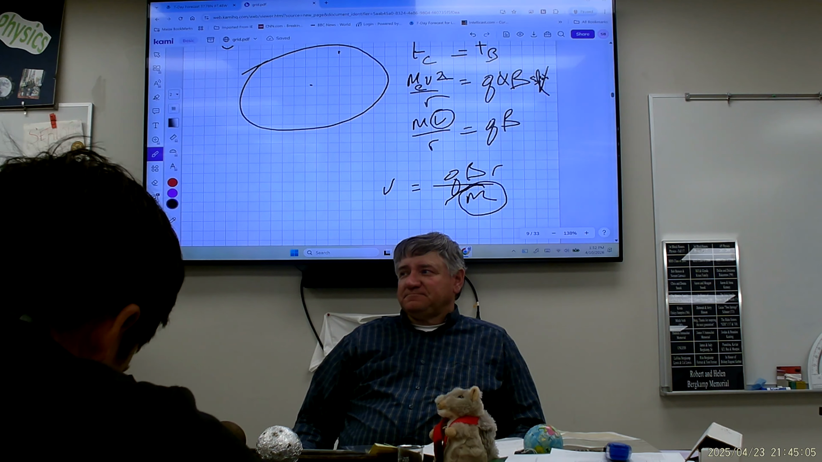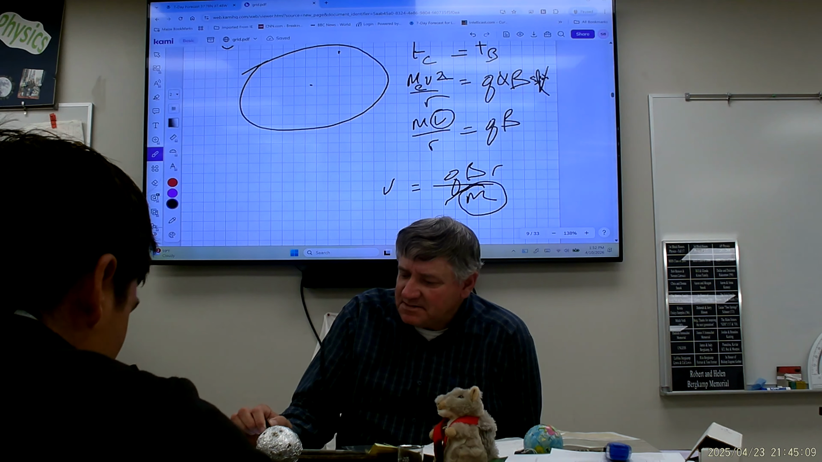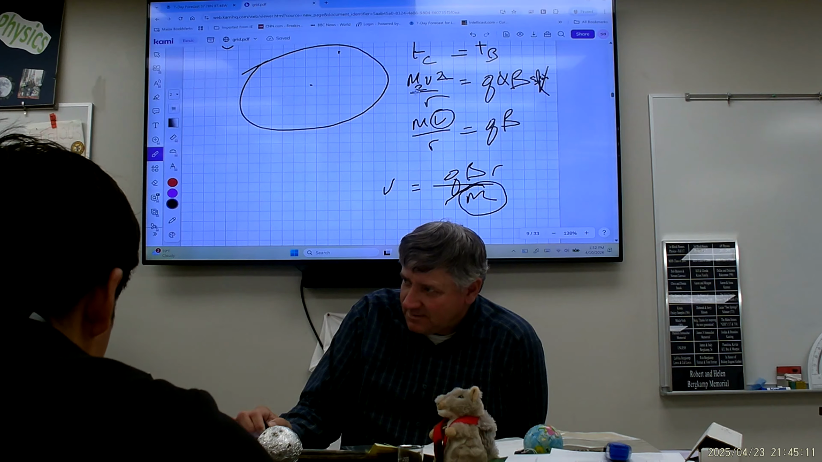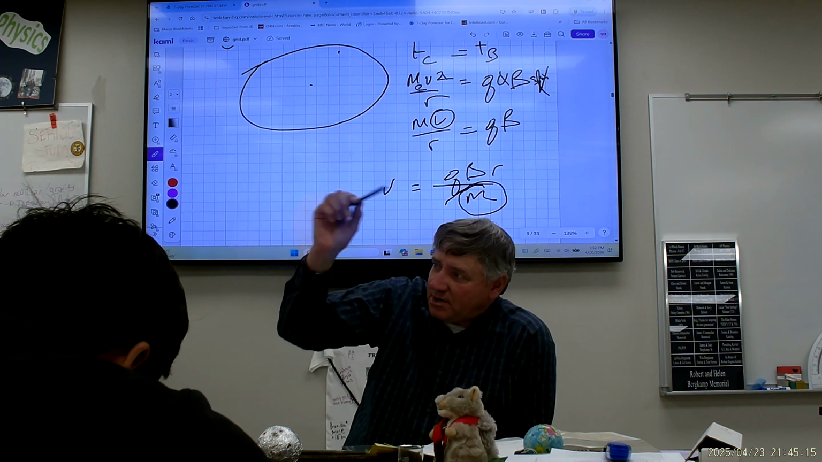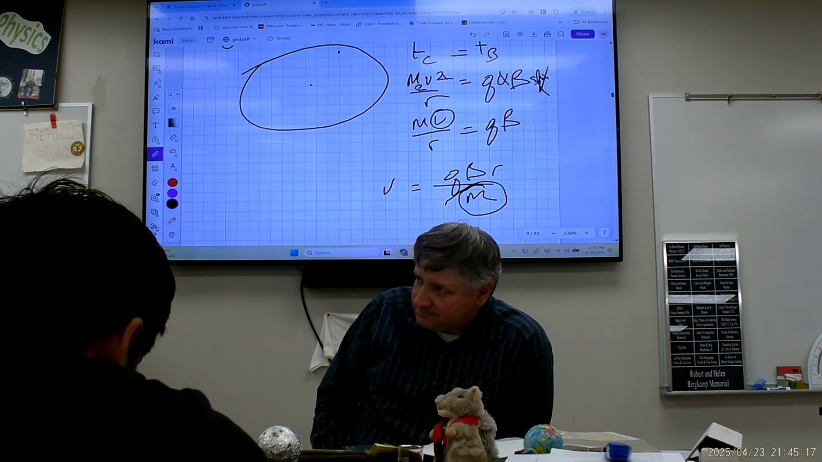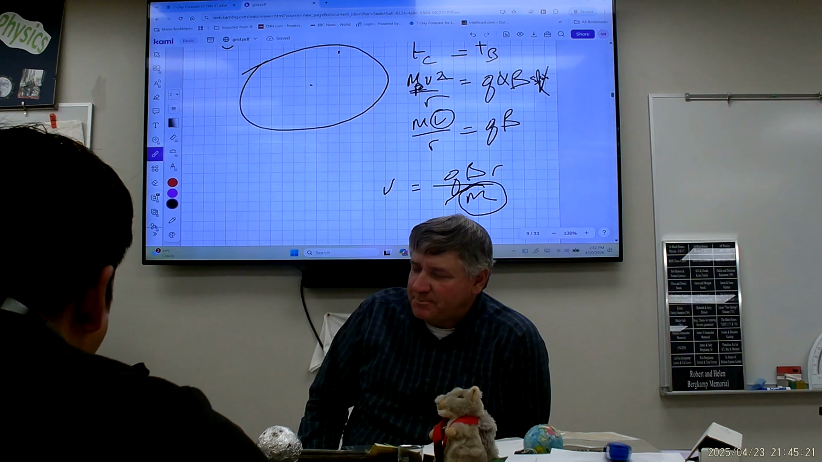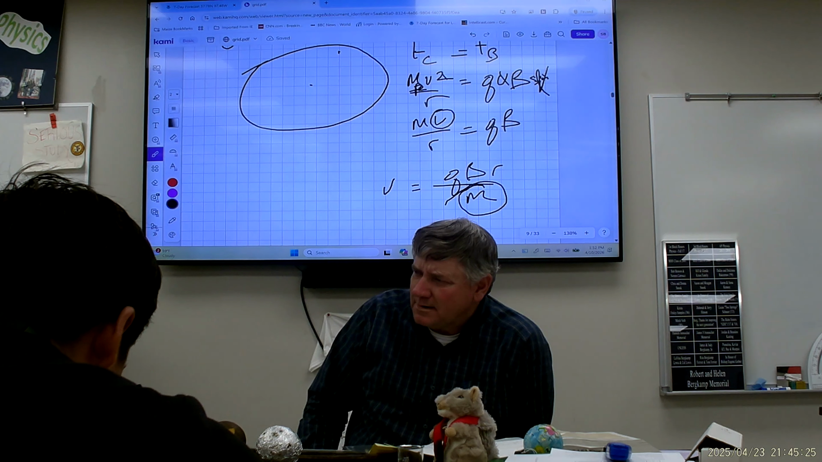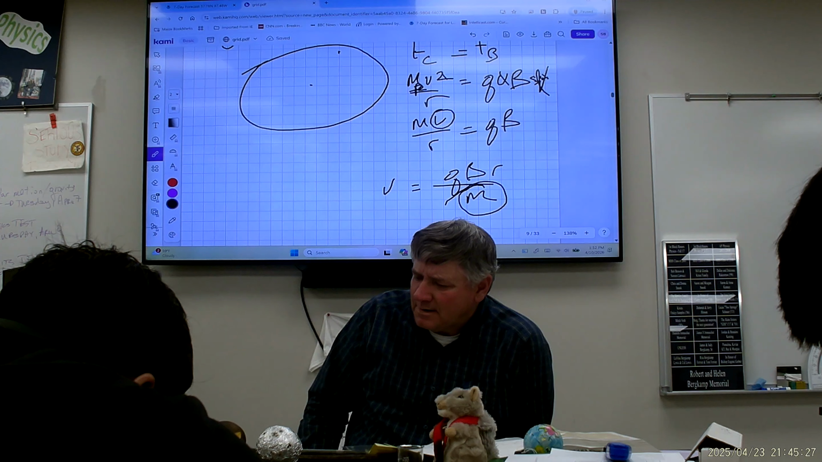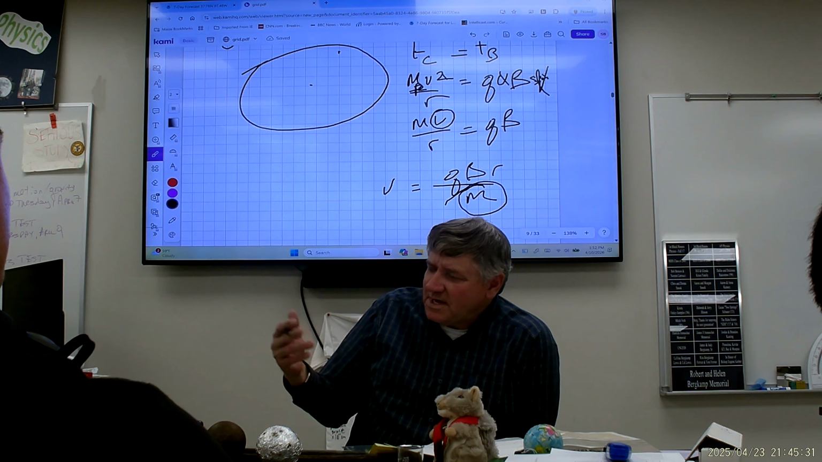What is mv squared over r? That's the mass of the electron or proton. If it was an electron, that would be the mass of an electron moving in the circle. If it was a proton, that would be the mass of the proton. The m is a subscript, either an electron or proton.